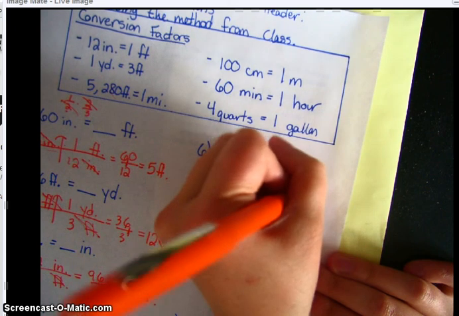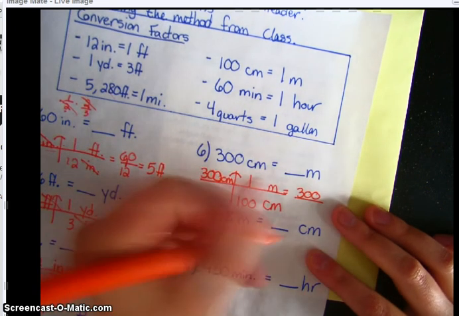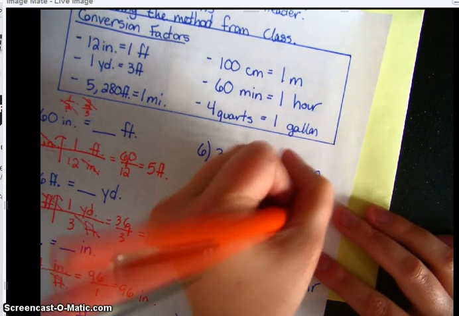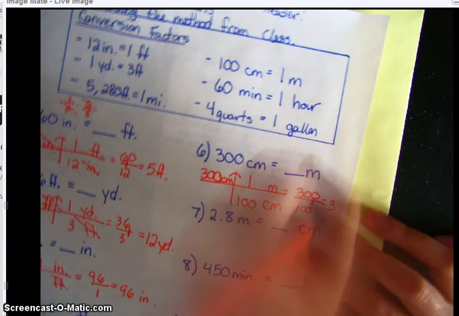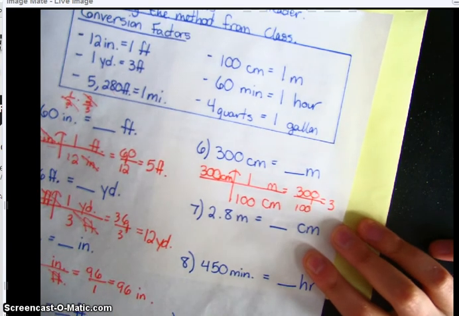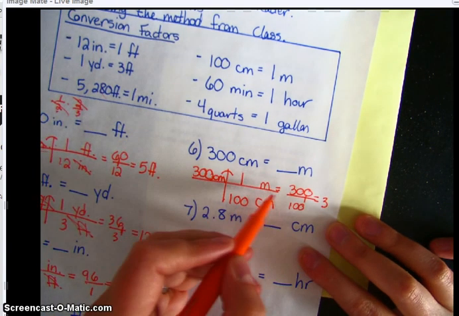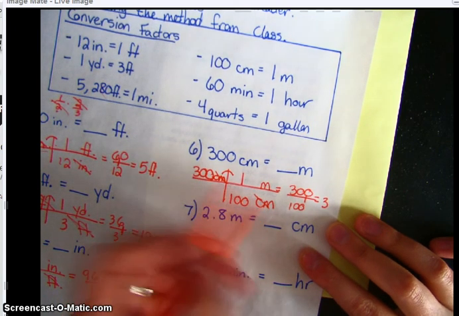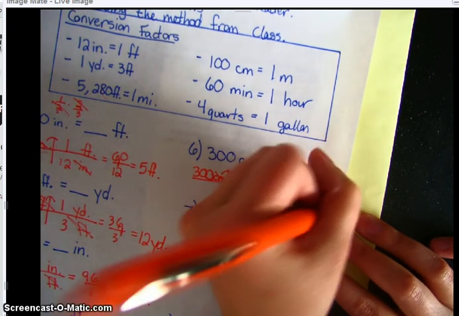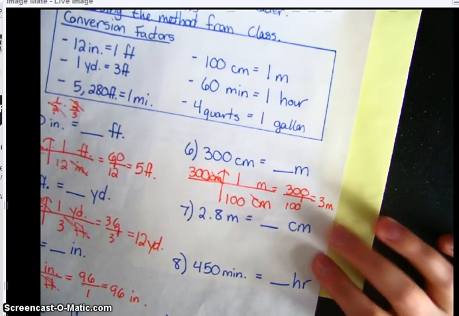300 times 1 is 300. 100 times nothing is just 100. And then we divide. 300 divided by 100 gives us 3. Okay. Now we have to figure out our units. Nothing to cancel with the meters, but the centimeters cancel because 1 in the numerator, 1 on the denominator, 1 on the bottom, 1 on the top. And we're just left with meters.